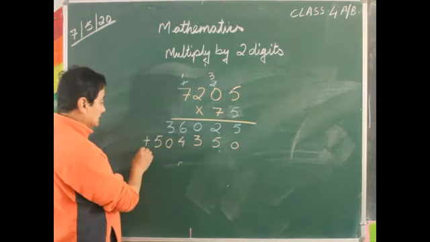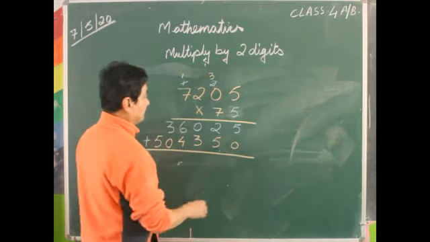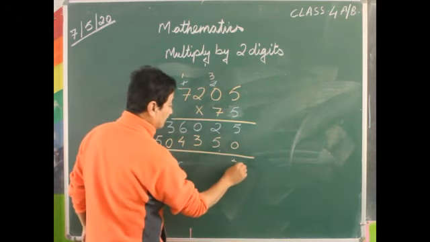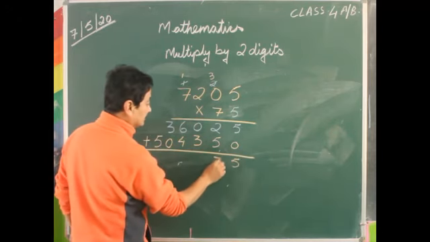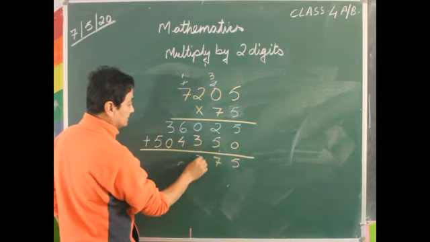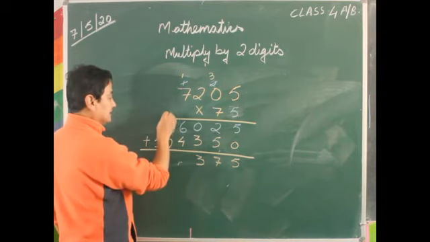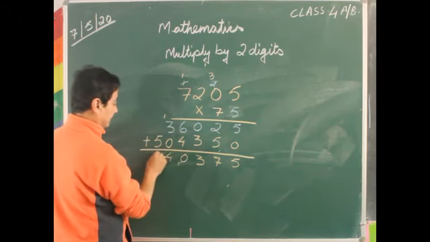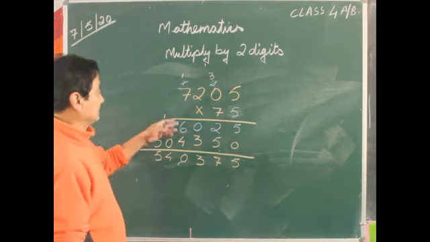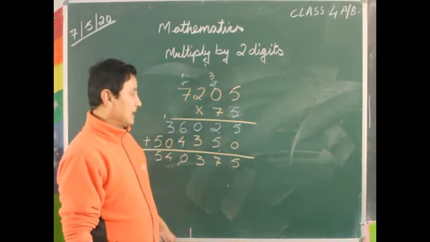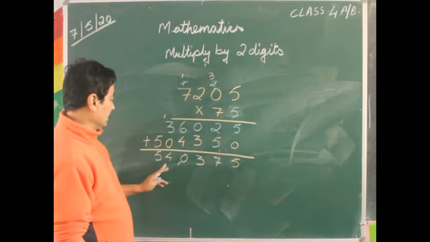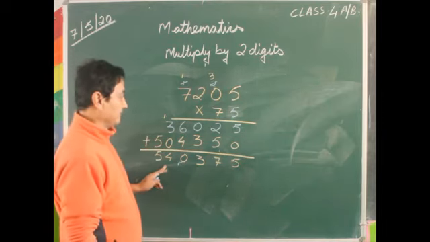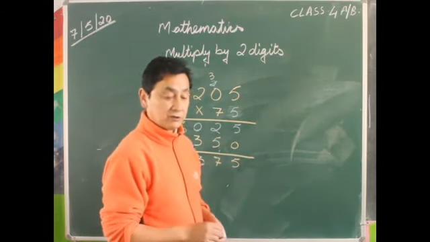Now, for the overall answer, when we multiply these two numbers, we have to add. 5 plus 0, 5. 2 plus 5, 7. 3 plus 0, 3. 4 plus 6, 10. 1, 0. 3 plus 1, 4. And 5. So when we multiply 7,205 by 75, we got the answer 5,40,375.